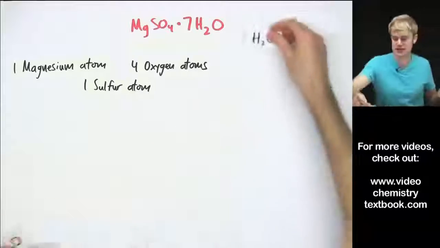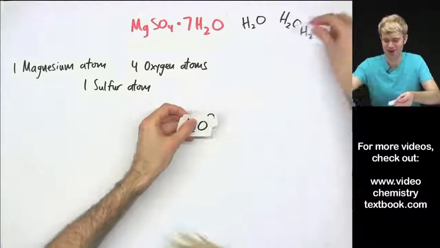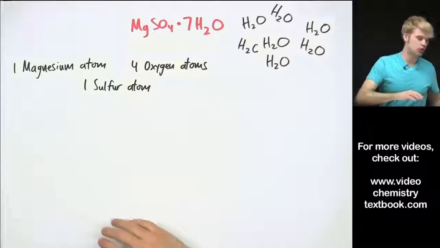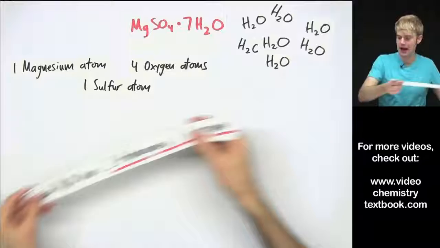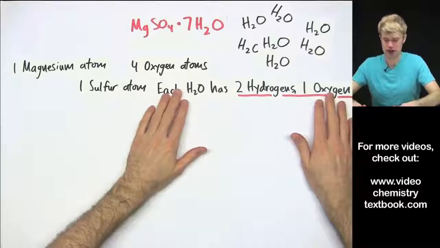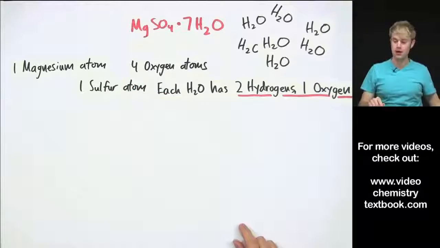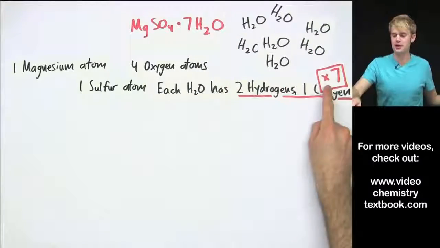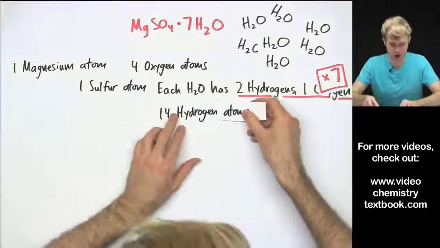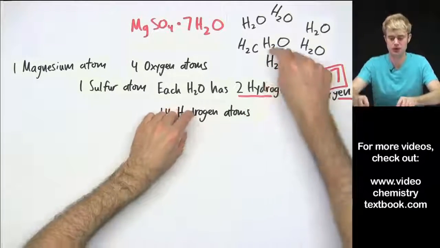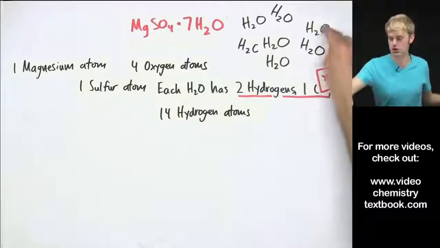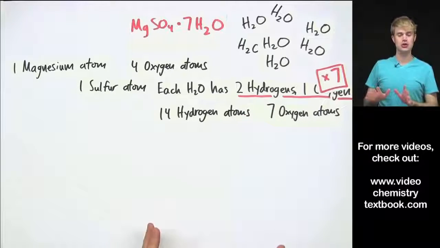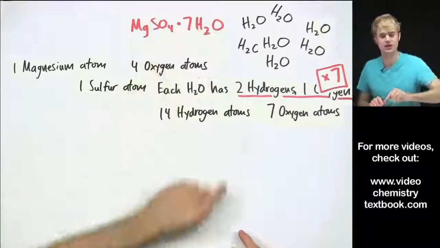Okay, so we got 7 H2Os here. Here they are. 1, 2, 3, 4, 5, 6, 7. 7 H2Os. And each H2O has 2 hydrogens and 1 oxygen. But we got 7 of them. So that means that in total, because we have 7 of these, we end up getting 14 hydrogen atoms, because there are 2 for each and there's 7. And then there's 1 oxygen in each of the H2Os. So we have 7 oxygens total. So that's how we deal with the 7H2O part of things.